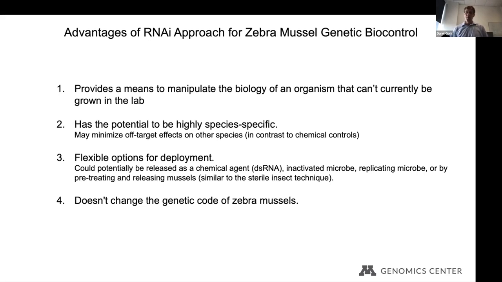Or there's also the possibility that one could pre-treat zebra mussels, sort of analogous to that sterile insect technique, where you pre-treat them to give them something that will make them sterile or will sort of poison the natural population. And you could release those pre-treated mussels into the lake. And the advantage of that is that you would not be releasing anything that has any sort of heritable genetic modification. So it would be a potentially very safe way of delivering this in a lake.